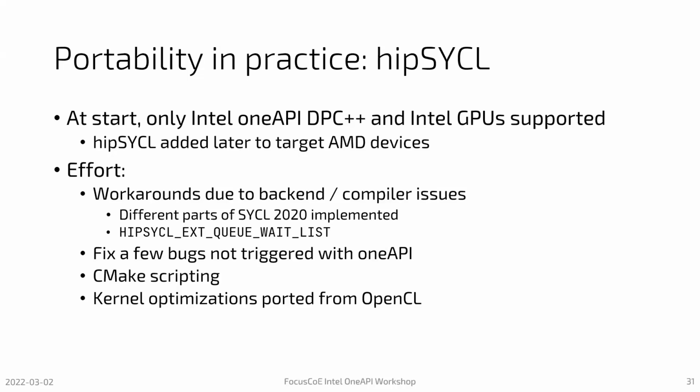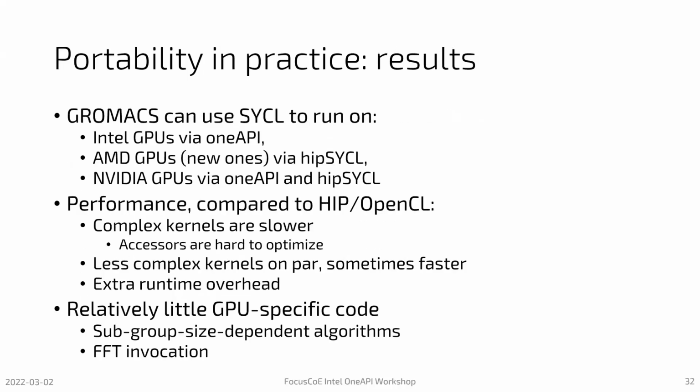We had to do quite a lot of CMake coding, not too much, but probably more than we wanted, to support both backends. And we already had more or less optimized kernels in OpenCL. So device optimizations were just moved verbatim from OpenCL to SYCL. And that relatively low effort allows us to now, with GROMACS, target all three vendors.